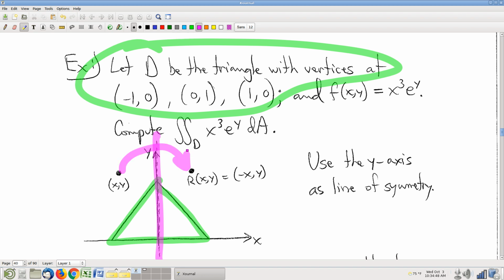Good news, it's easy to write down the reflection over that line. The reflected point has the same y-coordinate as the original point. The x-coordinate is just the exact negative of what the original x-coordinate had been. Easy formula. Everybody on board?